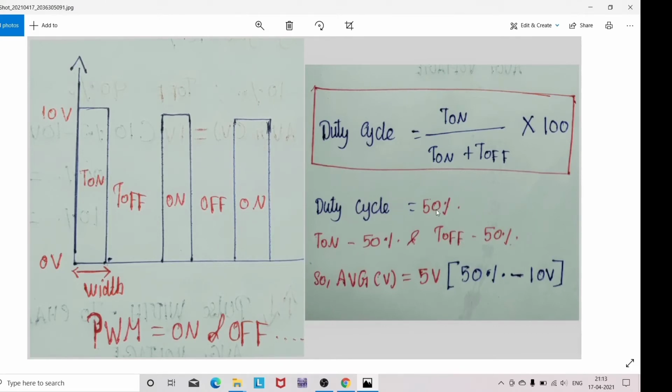Duty cycle equals 50%. Now you ask, how did the duty cycle come to 50%? One cycle equals 100%. Now T on is 50% at 10 volt, T off is 50% at 0 volt. So the average voltage equals 5 volt. Duty cycle 50%, 10 volt, 50% converted, 5 volt came. So the average voltage is 5 volt.